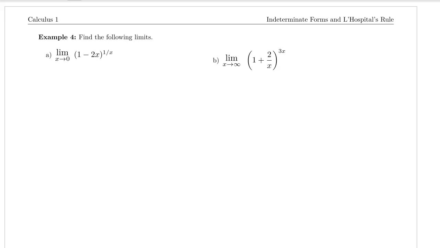Welcome to part 3 of indeterminate forms and L'Hopital's rule. Example 4 says find the following limits.